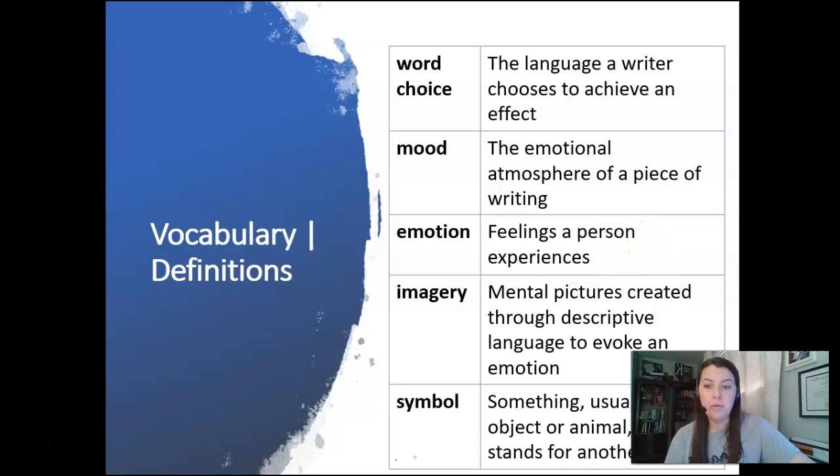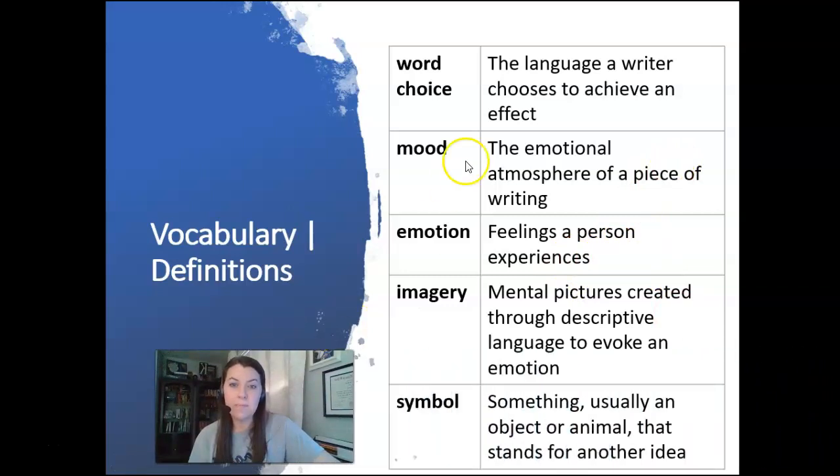So before we move very much further, we want to look at some vocabulary words that you're going to be seeing throughout this unit. The first one is word choice, and this is pretty self-explanatory. Word choice is just the language that the writer chooses to achieve a certain effect. So it's literally the words the writer chooses to use. Why does he choose those words? It's intentional because he's trying to create some sort of effect with the writing.